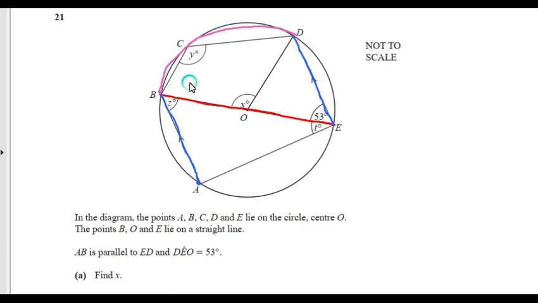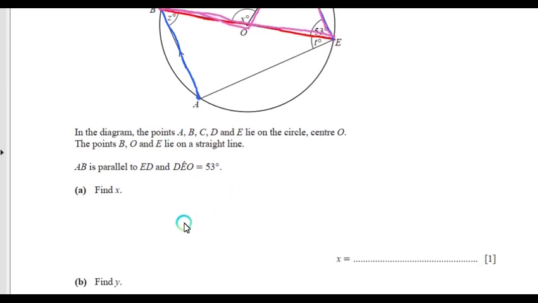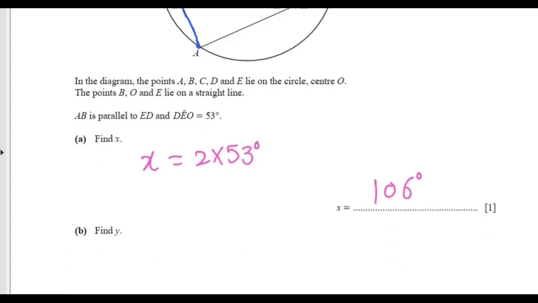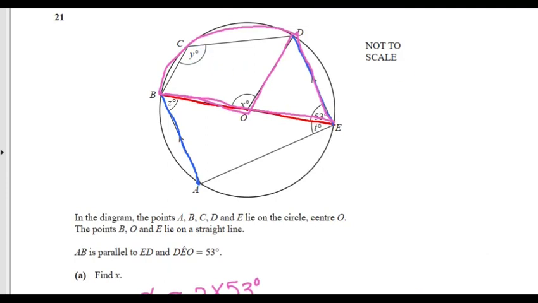Okay, so AB is parallel to ED. Where is AB? Yes, AB is parallel to ED. The arrows are showing that these two lines, AB and DE, are parallel lines, right? AB and DE, they are parallel lines. Okay, angle DEO is 53, it is given. Then find the value of x. So where is x here? x is this angle.